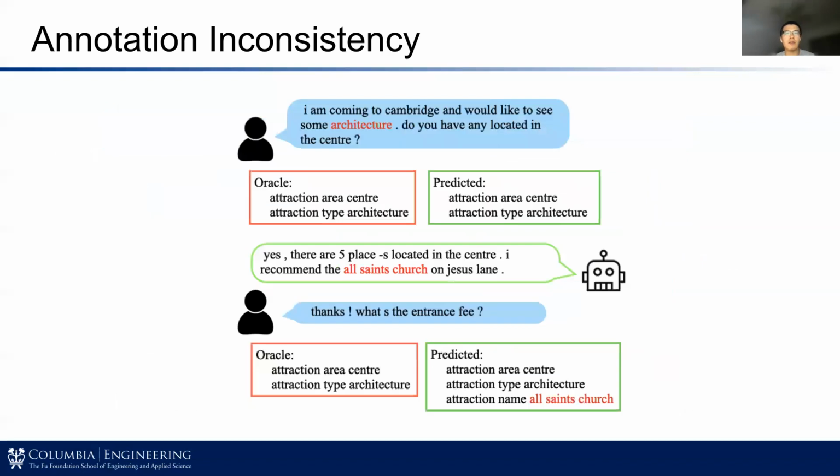And during the test, you can see the model decided to generate the attraction name in this case. However, the ground truth does not include that. So based on the definition of the joint goal accuracy, which is the metric of the joint dialogue state tracking task, the prediction of this turn is wrong, but actually the model performs not bad from my point of view.